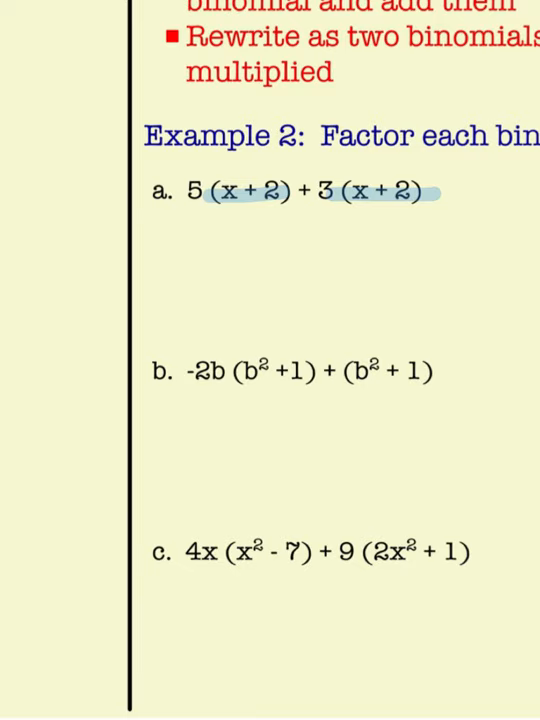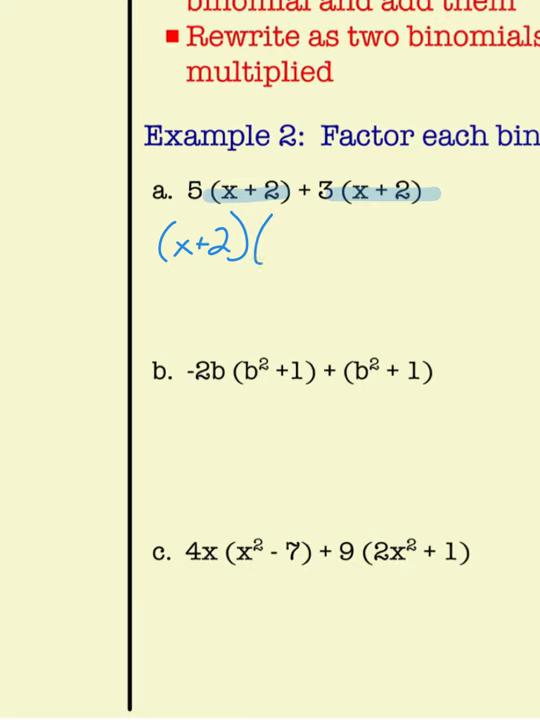Now you could think of these parentheses as just another variable. So 5x plus 3x, I could factor out an x. But there's an x plus 2 in both, so we're going to factor out the x plus 2, just like we did in the last example set. We're factoring out what they have in common.